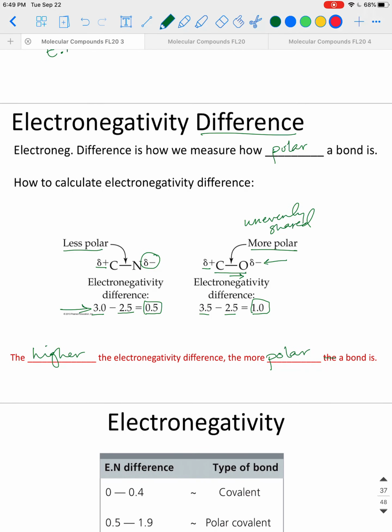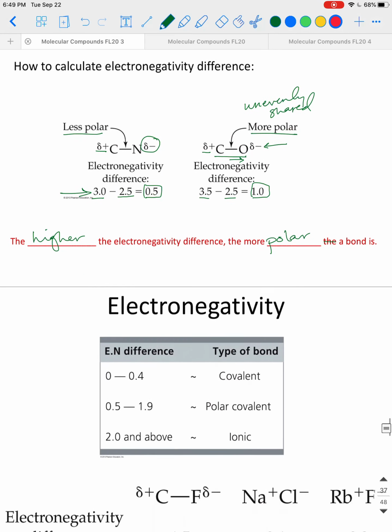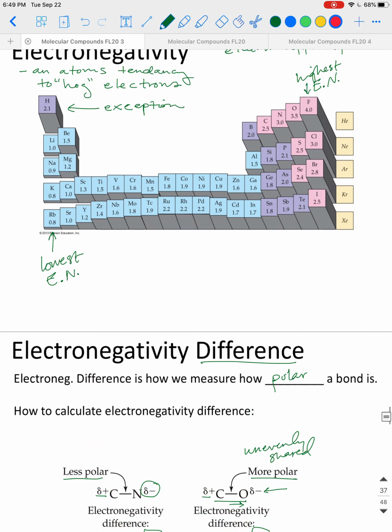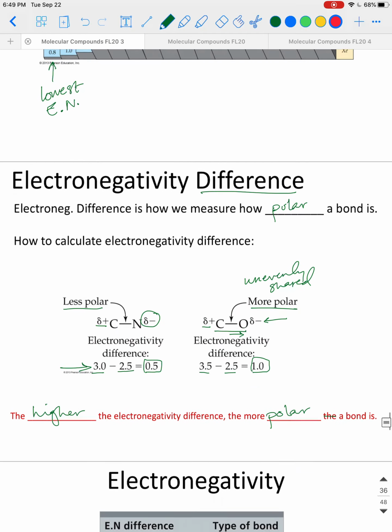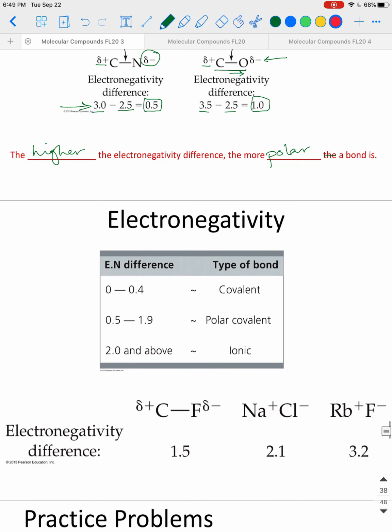Now, let's actually look at when we define something as polar versus nonpolar. This chart down here, by the way, you will have this periodic table with all these electronegativity values. I'll make a resource page for exam 2. You will have this electronegativity chart for exam 2. You will also have this table classifying types of bonds on the resources page for exam 2.